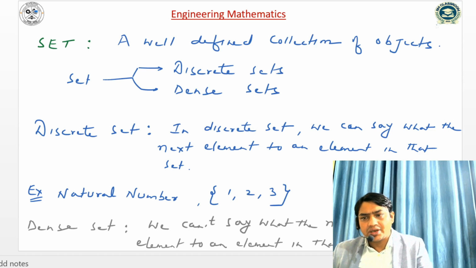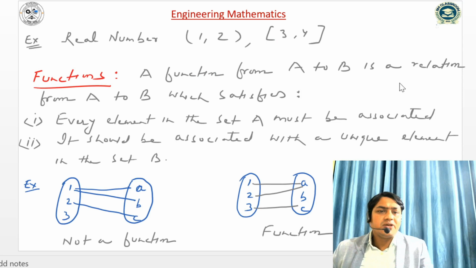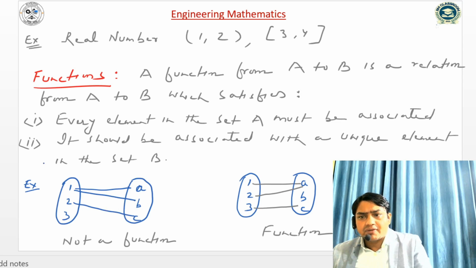Similarly, what is a function? A function from set A to set B is a relation from set A to set B that satisfies these points. The first point is every element in the set A must be associated, and the second one is it should be associated with a unique element in the set B. So here I have taken two examples: this is the first example and this is the second example.